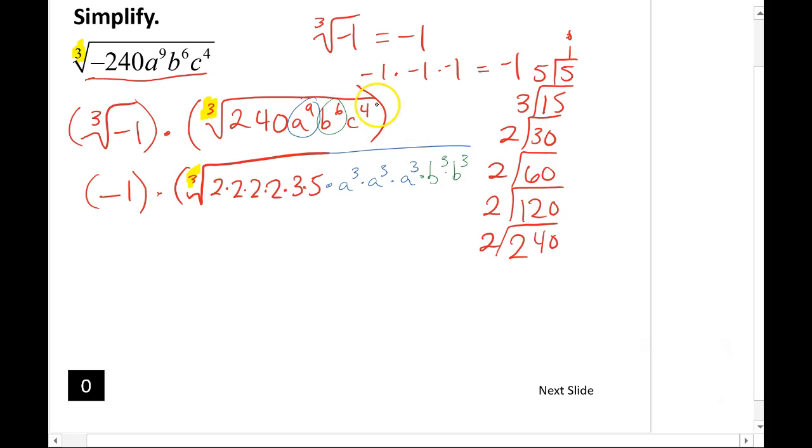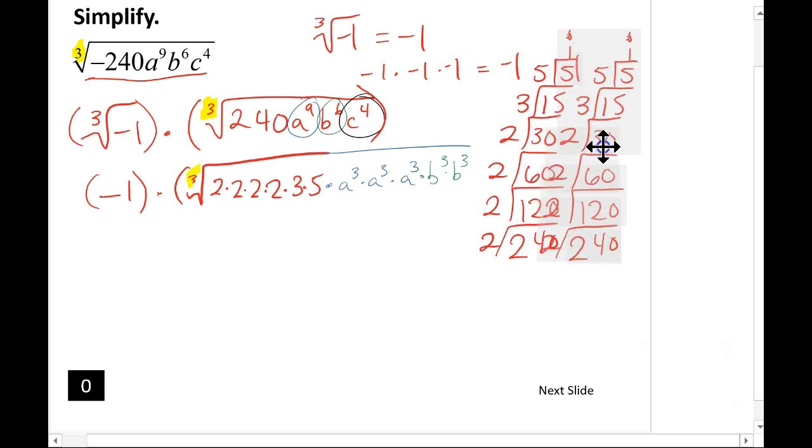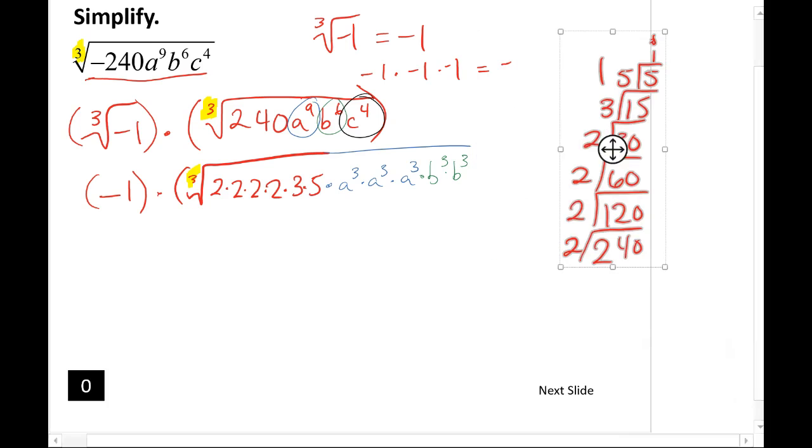And then for the C's, let's actually move this out of the way so I have a little bit more room here. There we go. For the C's, I have 1 group of 3 and then 1 C left over. Now let's go through and get our groups of 3. We have 1 group of 3 here for the 2's. The numbers, there's no more groups of 3.